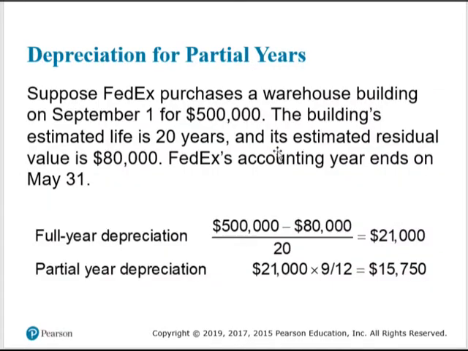Partial years is another thing we have to talk about. It would be great if everything was purchased at the beginning of the year, but we know that this doesn't happen. In this example, FedEx purchases a warehouse building on September 1st. So they will want to record depreciation for September, October, November, and December.